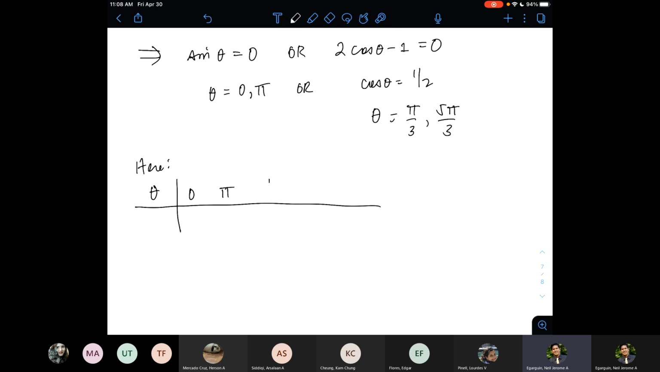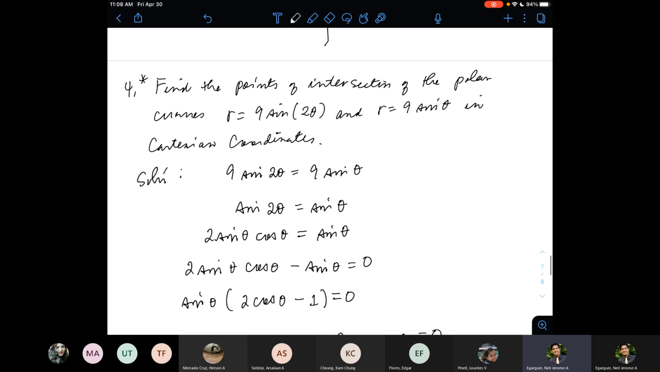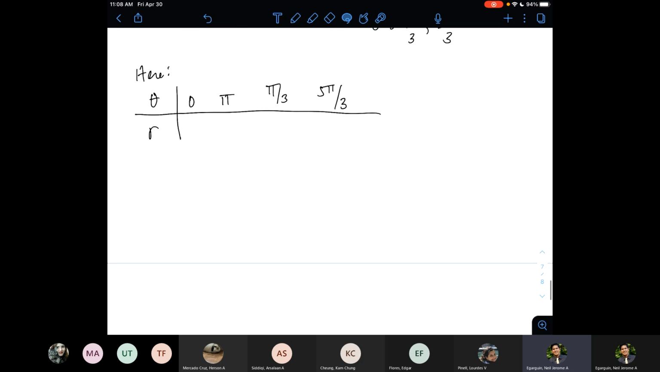0, pi, pi over 3, and 5 pi over 3. To complete the picture, let's compute the r components of these points of intersection. You can either use this formula for r or this equation for r. Either way, you'll get the same answer, so I'll pick the easier one. So I'll use this to evaluate the r component. Again, you could have chosen 9 sine 2 theta. We know that at the points of intersection, they will have the same r values, right?